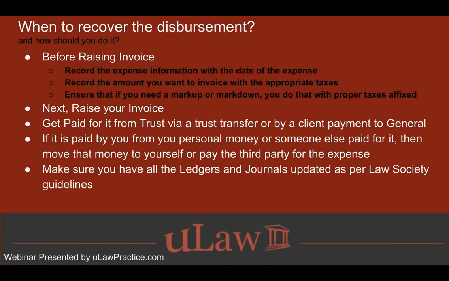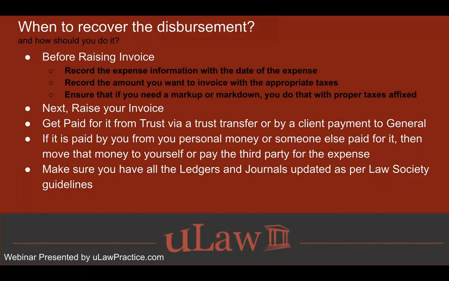Then you raise an invoice. Of course, you're doing a pre-bill. Then you raise an invoice. Now, to get paid, there are two options. If you have money sitting in the trust account, you just have to transfer the money from trust to the general and get paid for it. If you have used your personal money, that is.